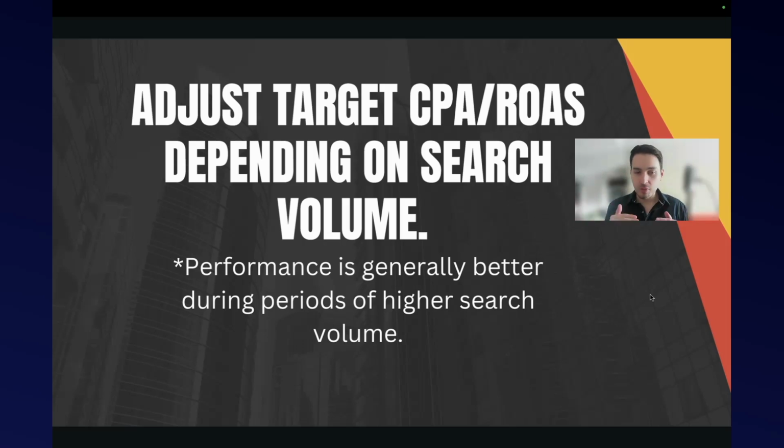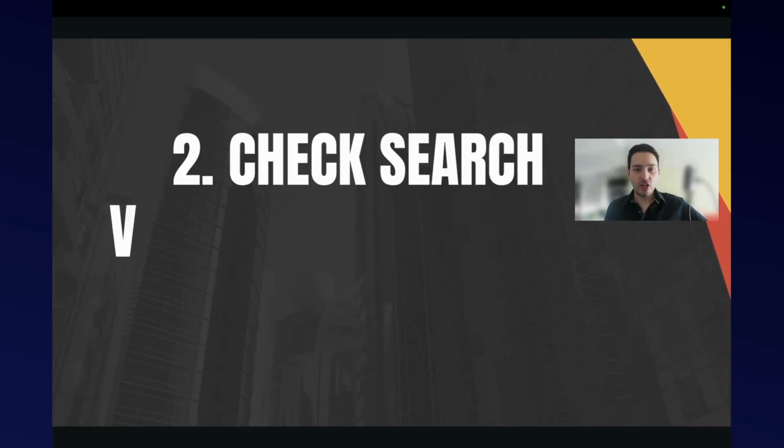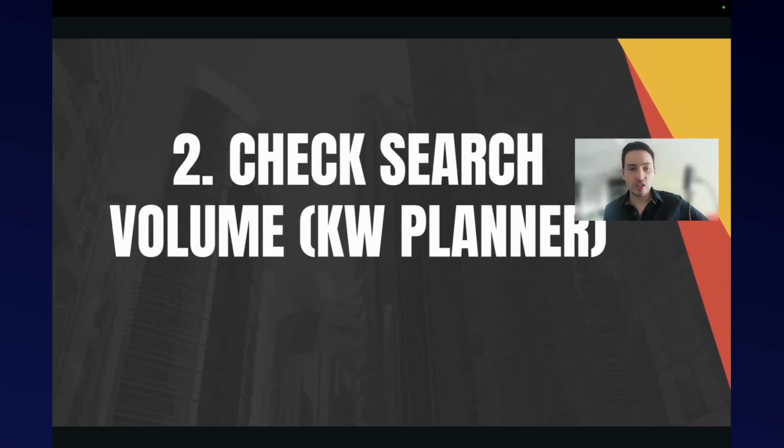If there's less people, there's less search volume, then it's harder for the algorithm to achieve those targets. So consider all those things. Consider using the app as well to make those target CPA and target ROAS decisions, and consider increasing your budgets during periods when seasonality is up. So that is number 2. That is check search volume using the keyword planner.